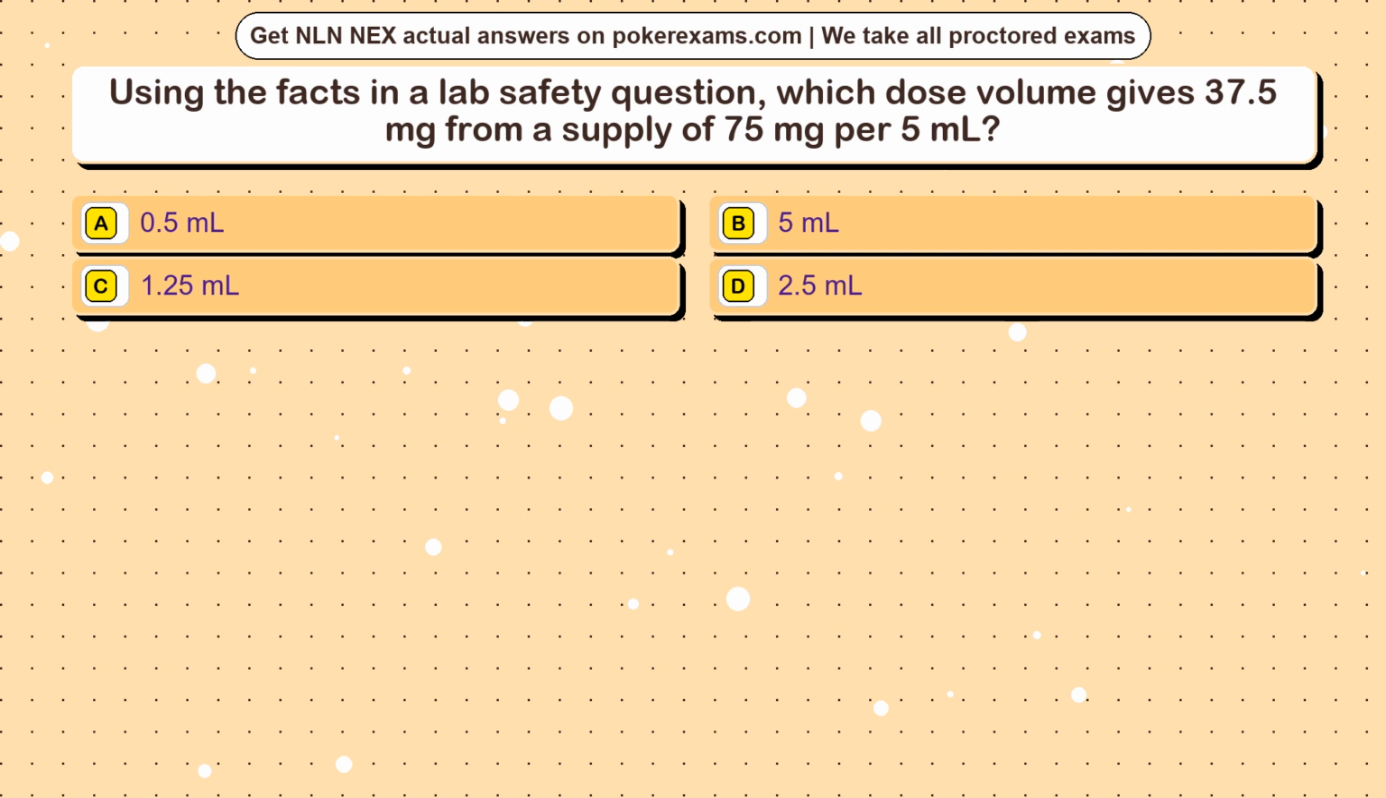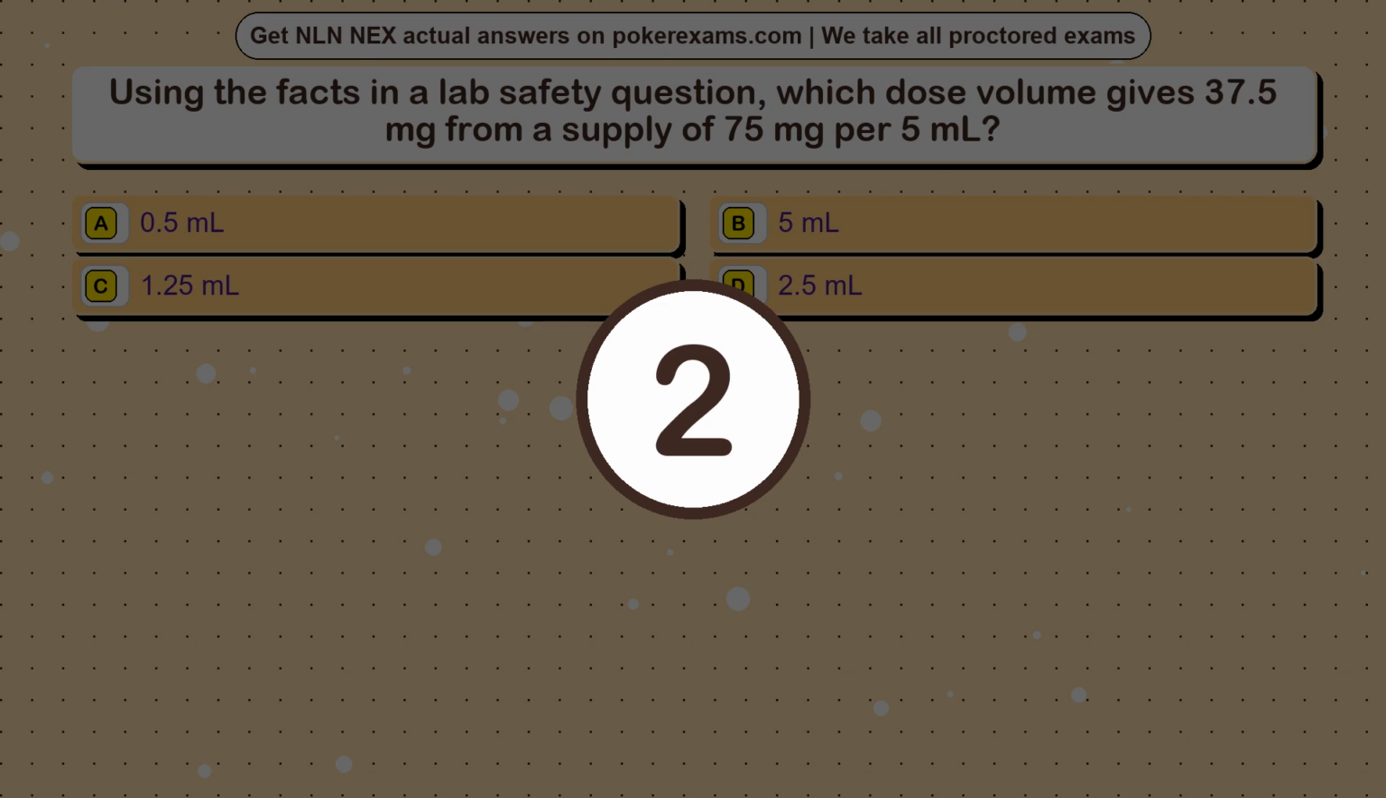Question 16. Using the facts in a lab safety question, which dose volume gives 37.5 mg from a supply of 75 mg per 5 ml? Option A, 0.5 ml. Option B, 5 ml. Option C, 1.25 ml. Option D, 2.5 ml.